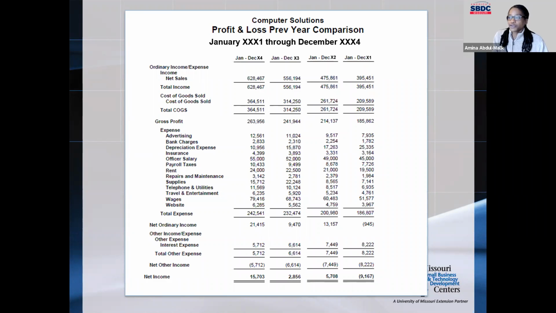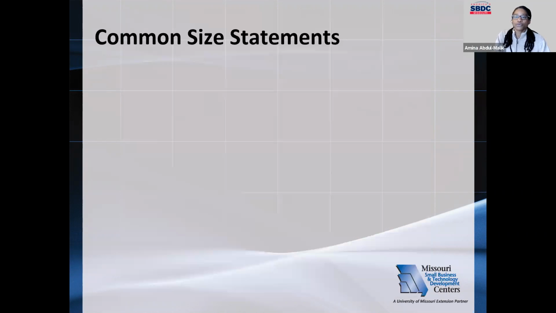Now, this is just a year-over-year comparison for Computer Solutions profit and loss. So we have 4 years to compare. But what you see is, don't these statements just look like a kind of big wall of numbers? A lot of times when I see financial statements, I know what I'm looking at, but there is a way to make statements a little bit easier to digest, and that's using a tool called Common Size Statement.